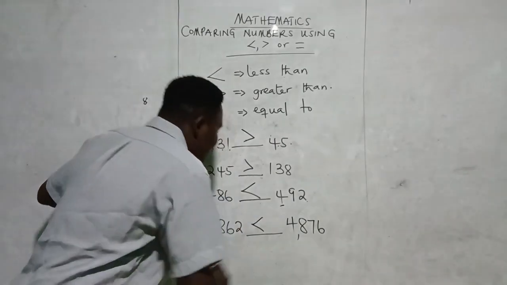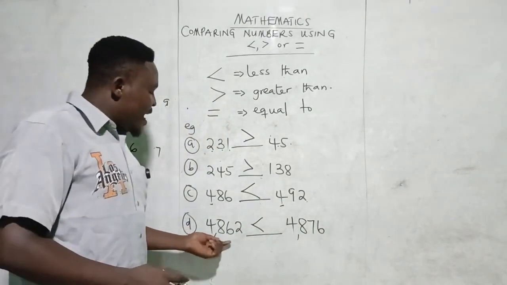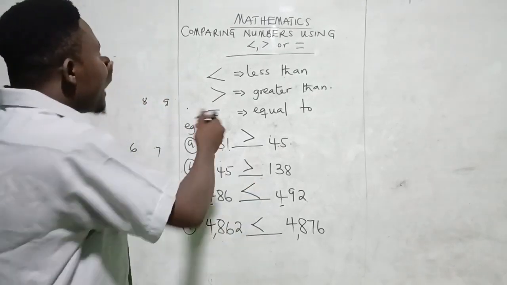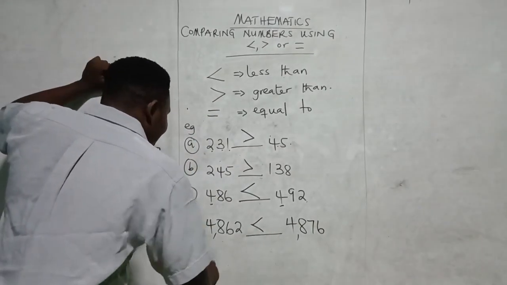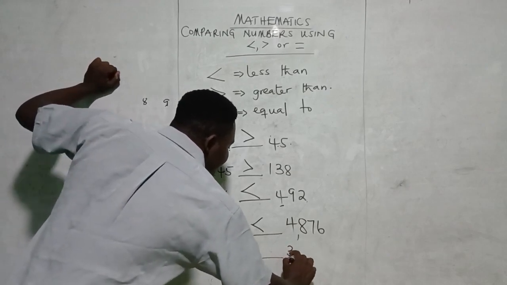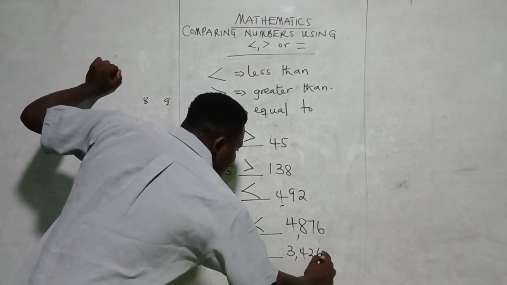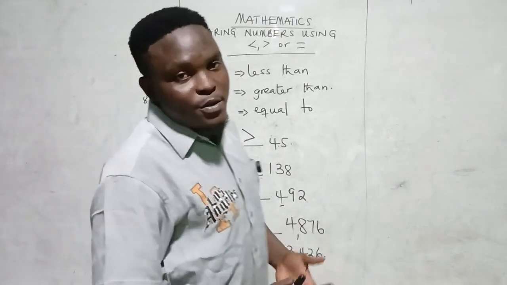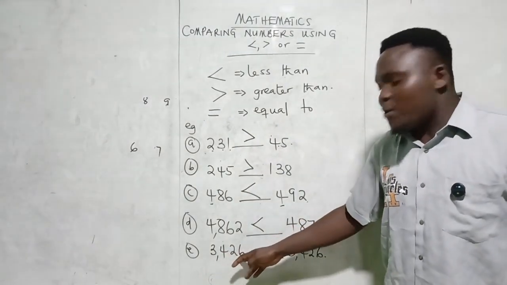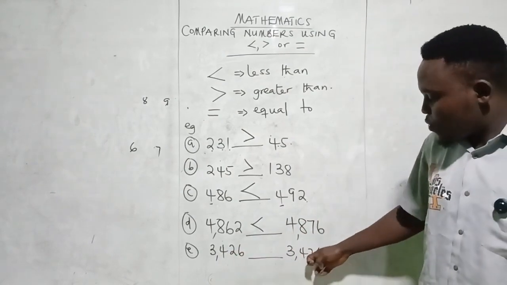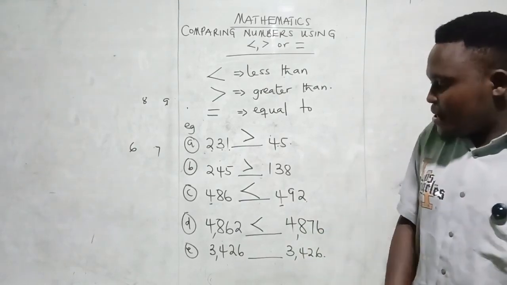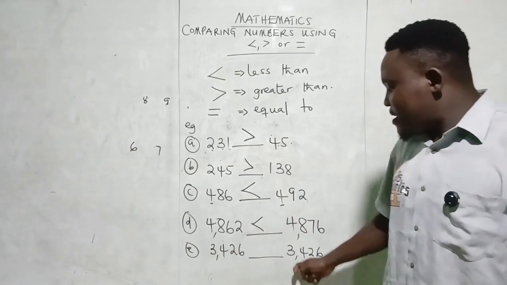And so less than. So this one can be read as 4,862 is less than 4,876. And let's make use of our equal to sign. Let's have a number like 3,426 and 3,426 also was here. So let's apply our rules and see. Our first rule, we count the number of digits. So we have 1, 2, 3, 4 digits. On our right side, we have 1, 2, 3, 4 digits. What do? We compare their first numbers next. Let's check their first numbers. The first number here is 3. The first number here is 3.